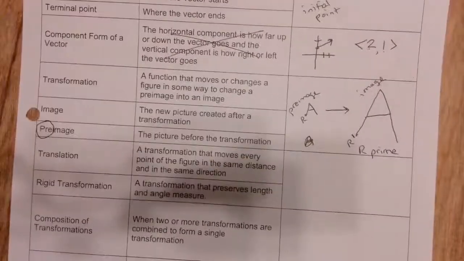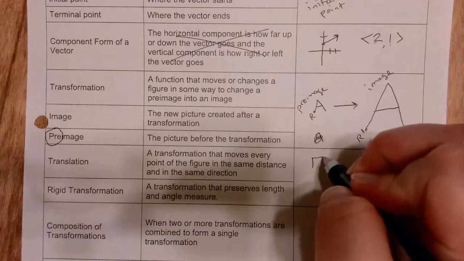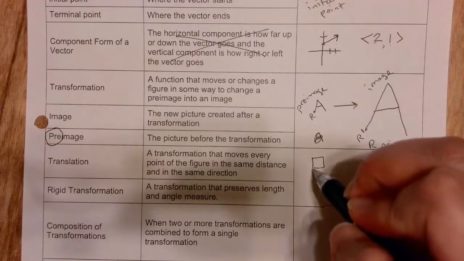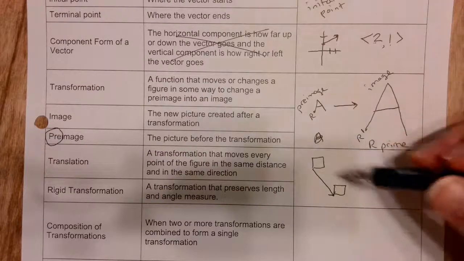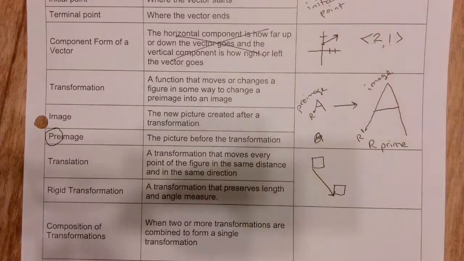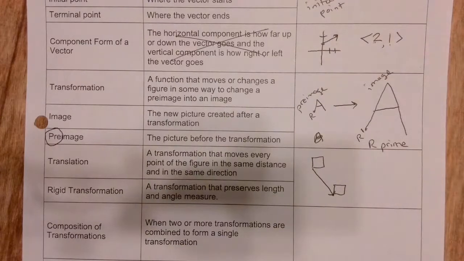All right, a translation. A translation is a transformation where essentially your picture slides in one direction. So maybe this box here slides there. Everything slides down and to the right. And we call this rigid because the picture doesn't change. All of the transformations we're doing in 4.1, 4.2, 4.3 should be rigid transformations. That means it doesn't change shape or size. So this is a translation.